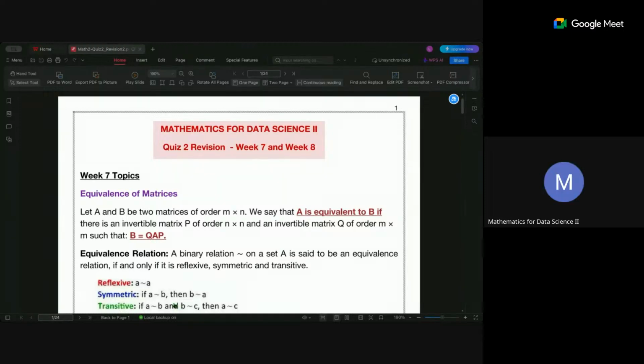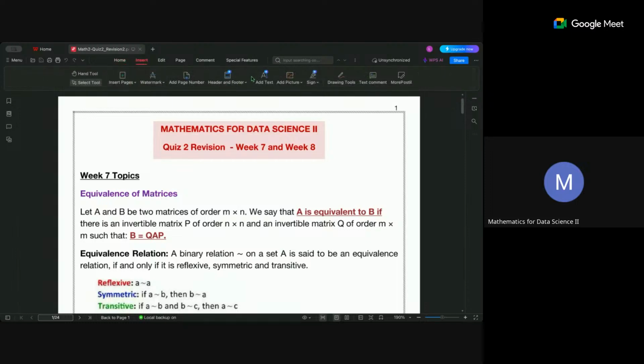Okay. So in week 7, we have what are called equivalence of matrices. What are equivalent matrices? Equivalent matrices you can define for any two matrices of the same order. The first condition to define equivalence of matrices is that we need two matrices which are of the same size, right?